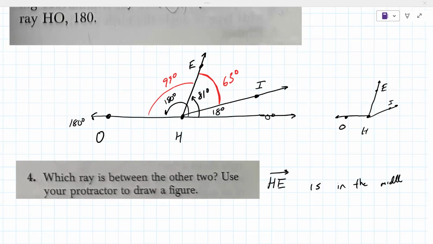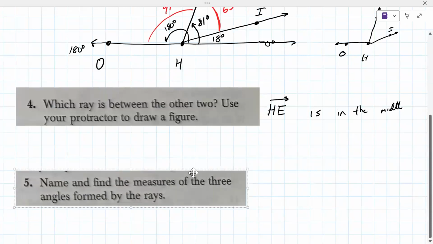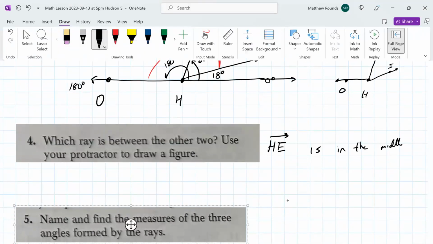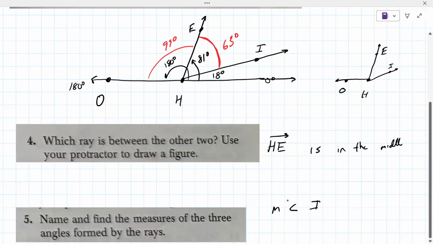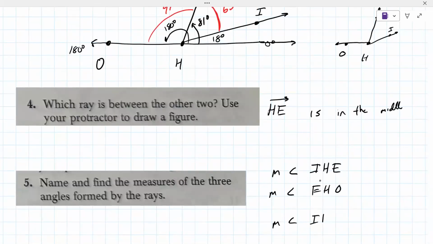Now, I'm not saying we need those, but we might. You will be finding angle measures at some point in this class, so maybe we're foreshadowing that a bit. So question 5 says, name and find the measure of the three angles formed by the rays. So they're looking for the measure of angle IHE, the measure of angle EHO, and then the whole thing, the measure of angle IHO.